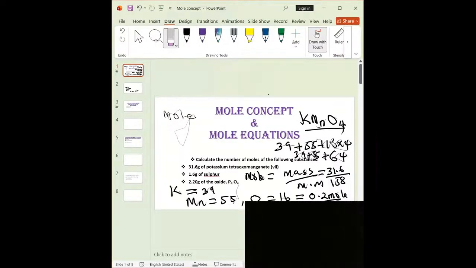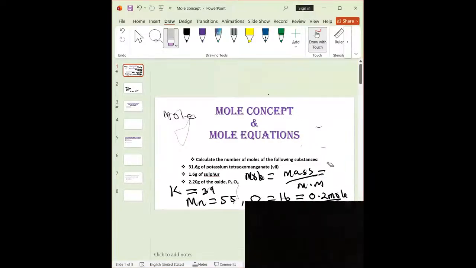Now, let's look at the second question. How do you calculate the second question also? At least I'll show you how to calculate it, and I believe you can solve it by yourself. But let's solve it together before I give you the third question for you guys to solve.